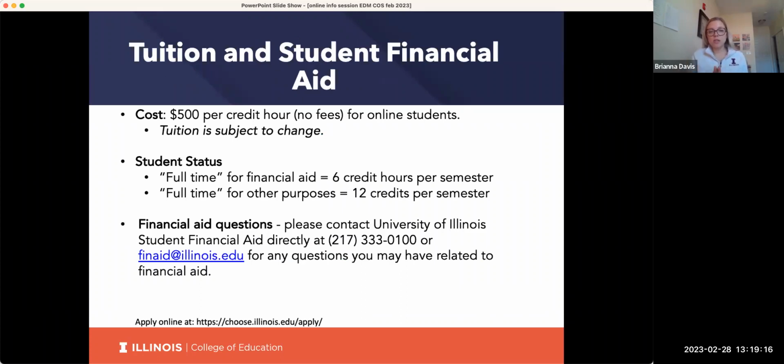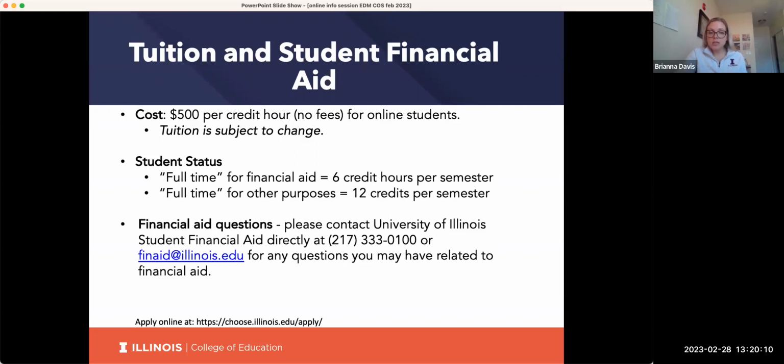And then lastly, just some information about tuition and financial aid. The cost is going to be $500 per credit hour. Our online students are not going to be charged on-campus fees since this is a program that's built to be completed remotely. Keep in mind that tuition is certainly subject to change. In terms of full-time student status, if you are seeking financial aid for our EdM or our graduate certificate program, you'll need to be enrolled in a minimum of 6 credit hours per semester in order to be eligible for financial aid. As Dr. Lee previously mentioned, our courses in this program are each going to be worth 4 credit hours. So for your reference, to be eligible for financial aid, you'll need to be registered for a minimum of 2 courses per semester. If you are seeking full-time student status for any other purpose aside from financial aid, you'll need to be enrolled in a minimum of 12 credit hours per semester.